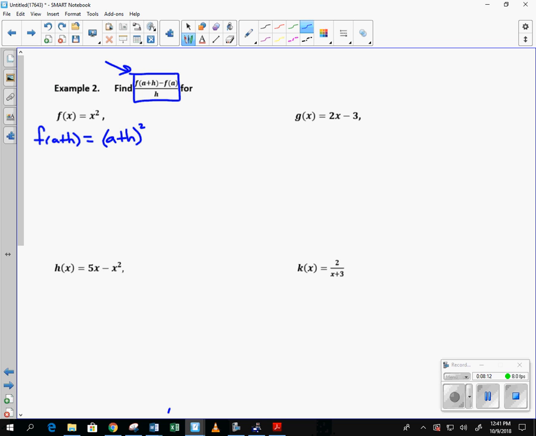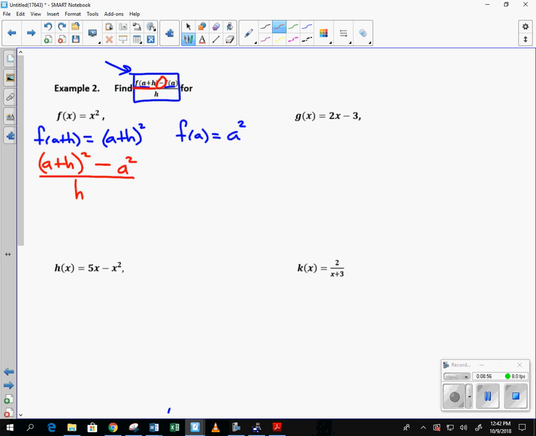All right, I did the f of a plus h. Now I'm going to do f of a. So f of a. What do I plug in for x? Just a, and I get a squared. Everybody okay with that? So now I'm going to write the whole thing, okay? I'm going to write f of a plus h, which is a plus h quantity squared, minus a squared all over h.